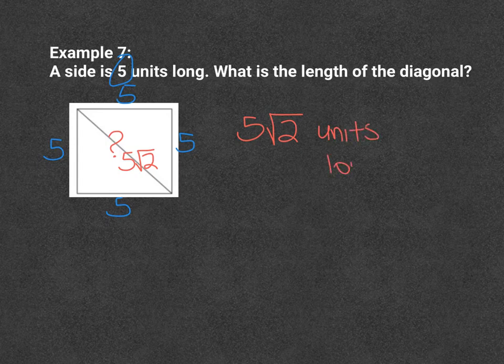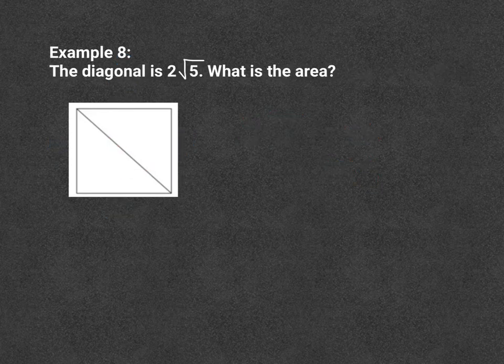Example number 8. The diagonal is 2 root 5. What is the area? So they told me that the diagonal is 2 root 5. And that's also my hypotenuse. So I'm going to go ahead and write it in, 2 root 5. Now in order to find the area of the square, I need to have the side lengths. The side lengths are also the legs to my triangles.